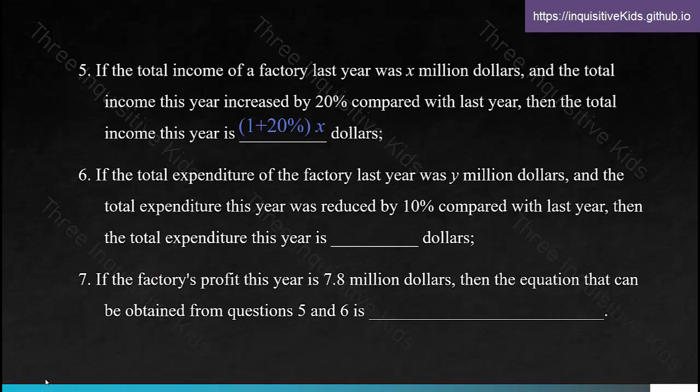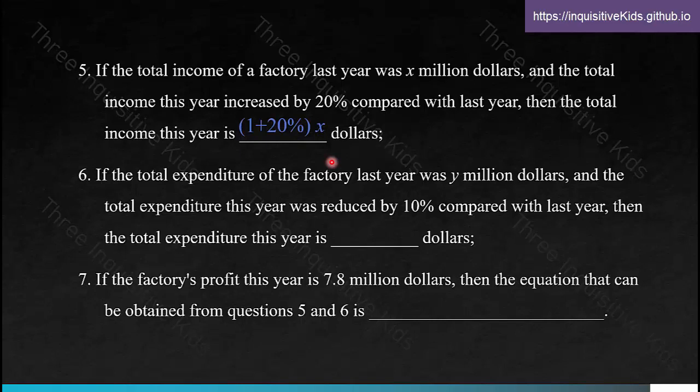A common mistake right here is just because you see 20%, you just write 20% of X. But it says increased by. So when it says increased by, it doesn't say of X million dollars. It said increased by 20%. So you already have what you have, and then you add the excess, the extra. So it's 1 plus 20%, not just 20%.